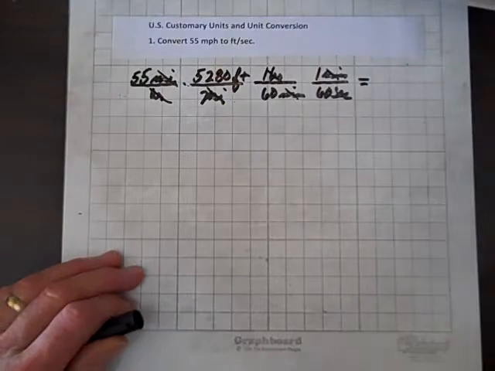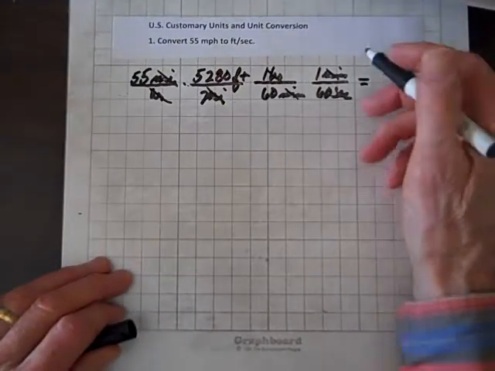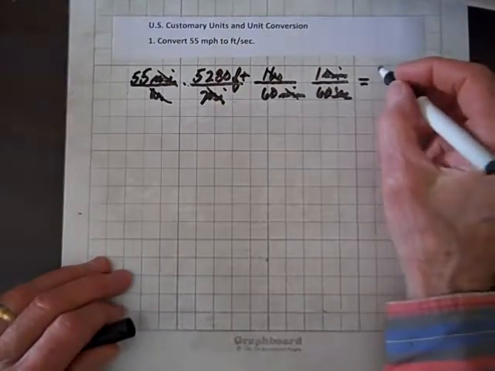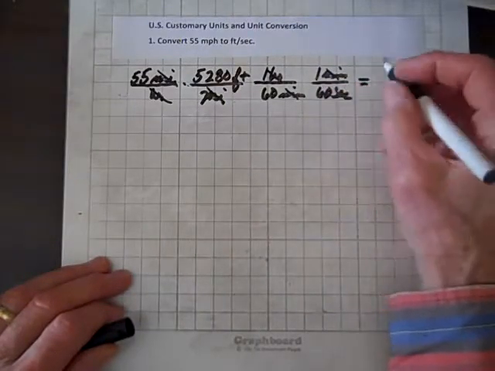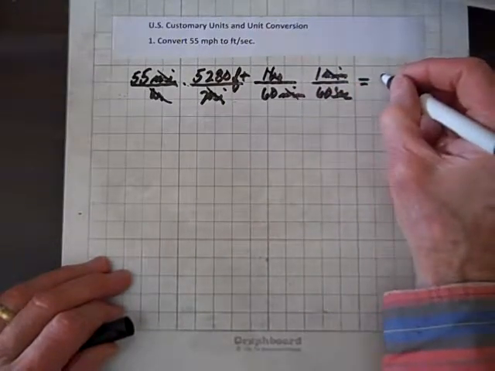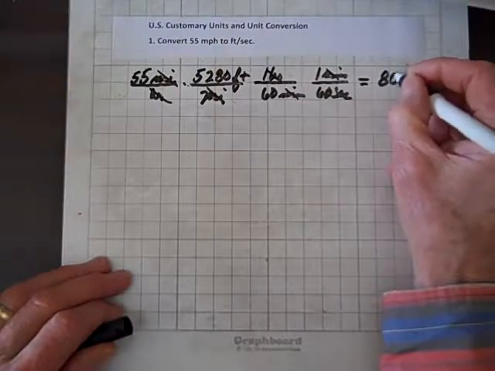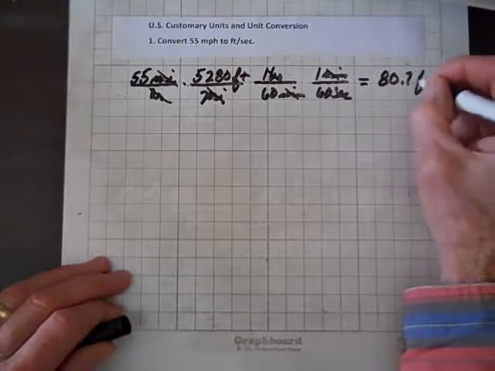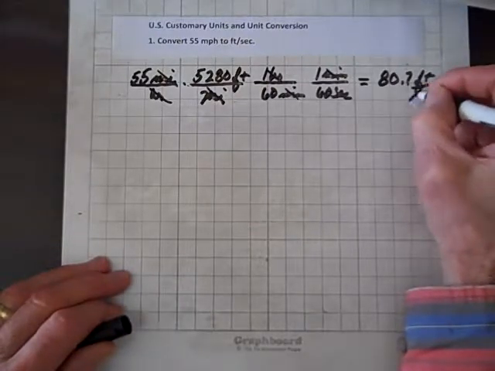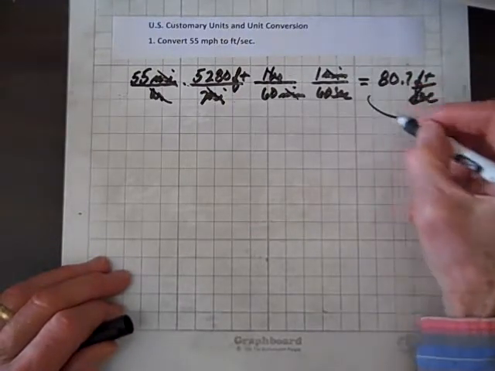Now all we have to do is multiply across, and when we multiply the numerators across and then divide by the product of the denominators, what we get is 80.7, and I rounded, feet per second. And we're done.